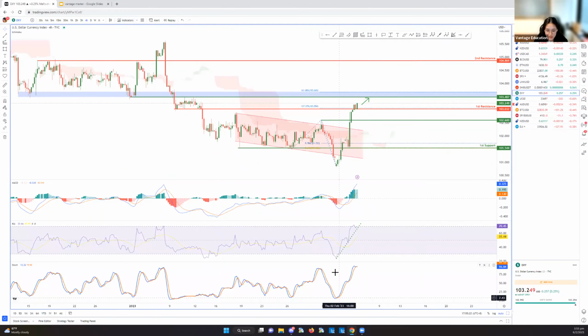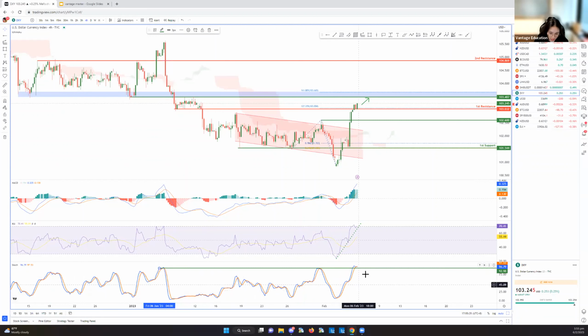Let's check stochastic. We can see price has actually stayed at this level for the previous two swing highs, and it has only just recently broken out of this resistance level and headed above it. So it also supports our bullish bias.